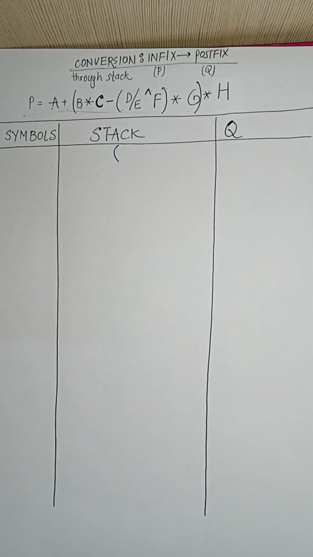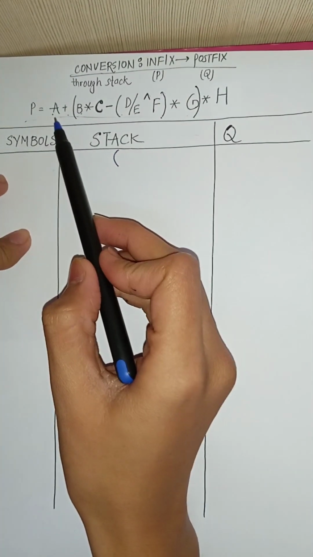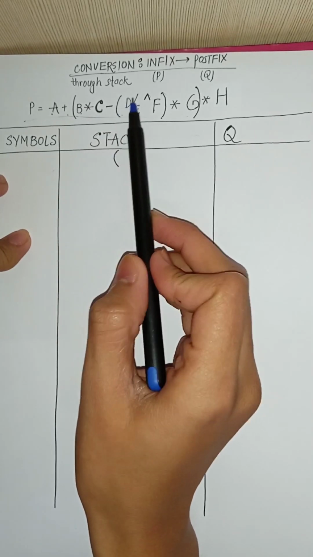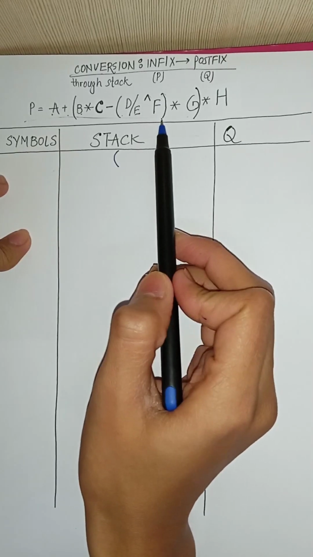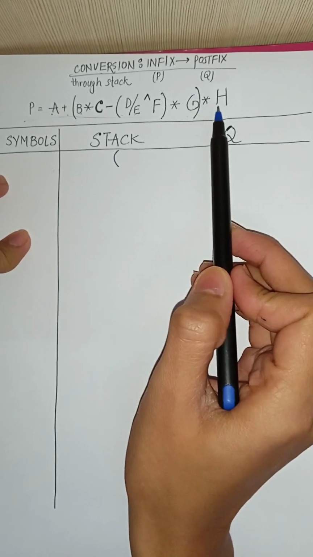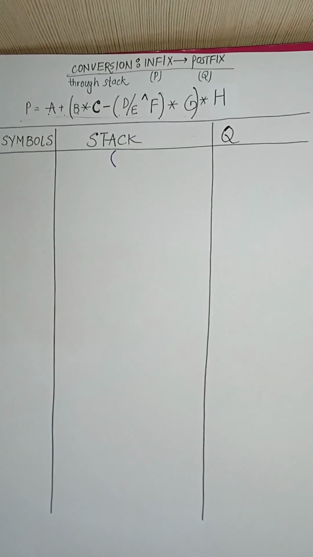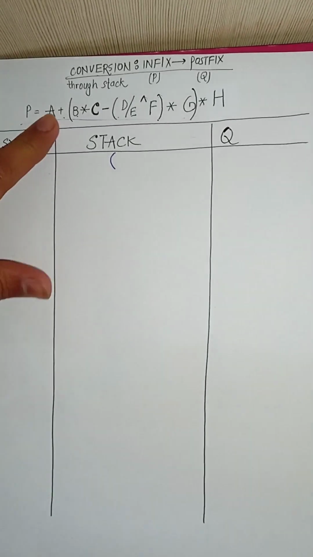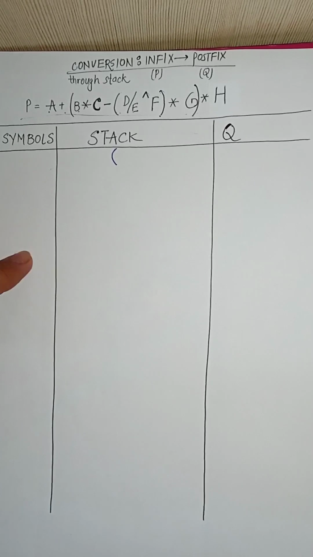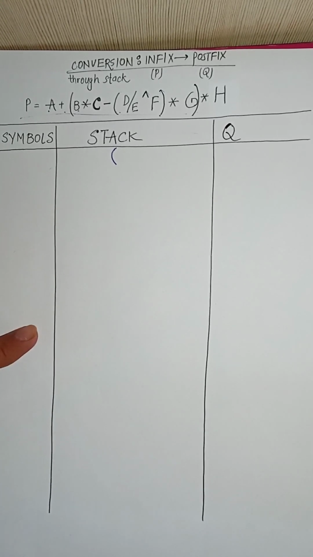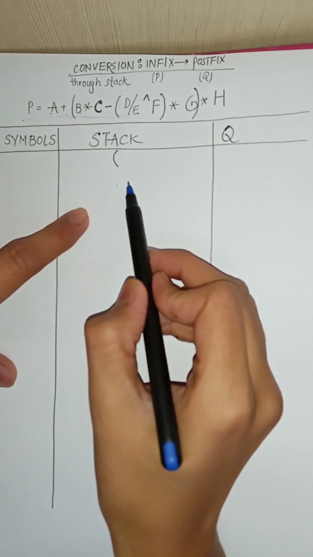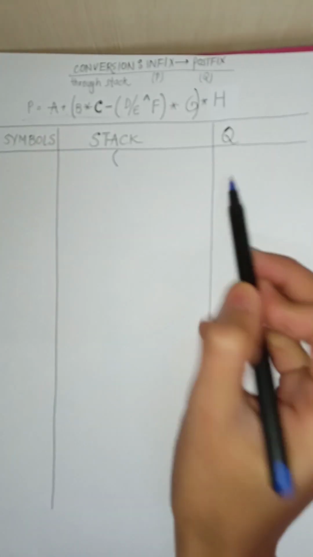Okay, so here it is, an infix notation: A plus left parenthesis B multiplication C minus left parenthesis D division E power F right parenthesis multiplication G right parenthesis multiplication H. Now you have to take all the symbols, A, plus, left parenthesis, B, multiplication, one by one, and follow the steps of putting them into the stack and into the queue.